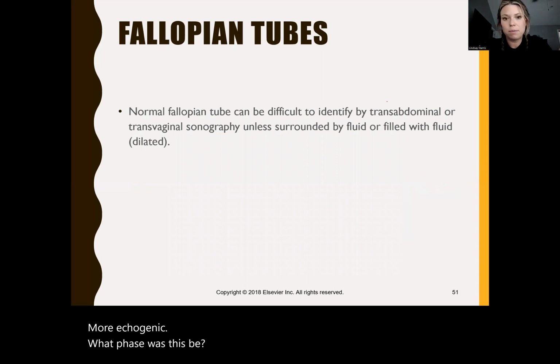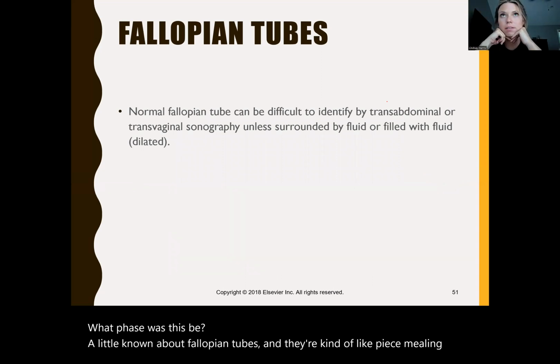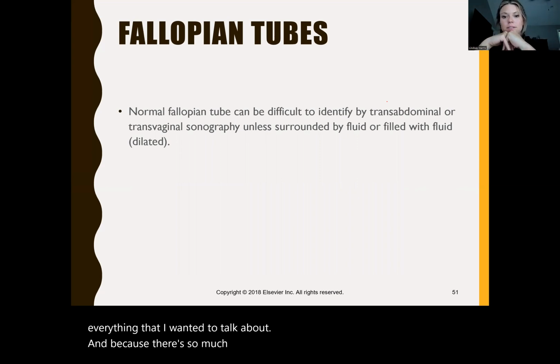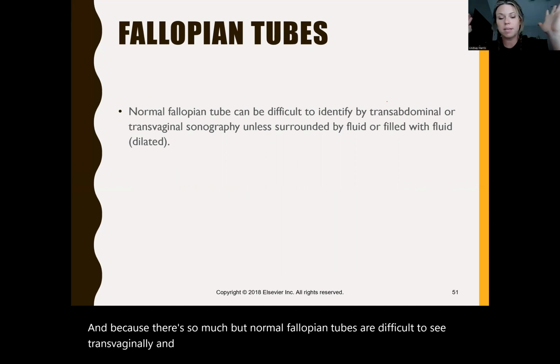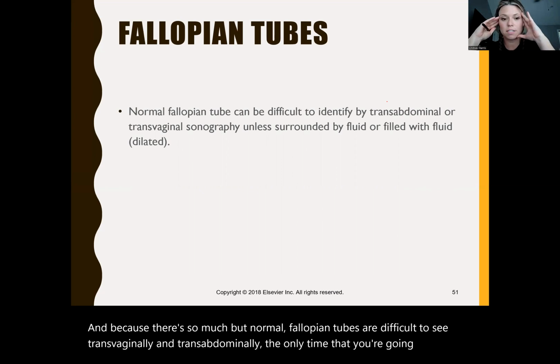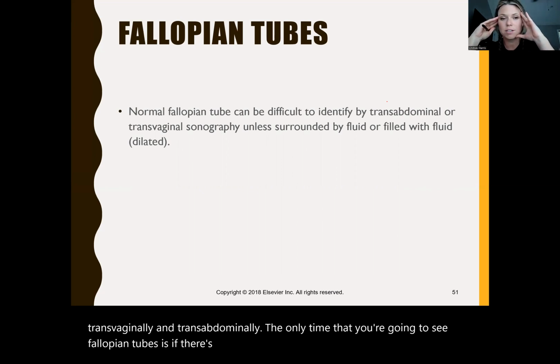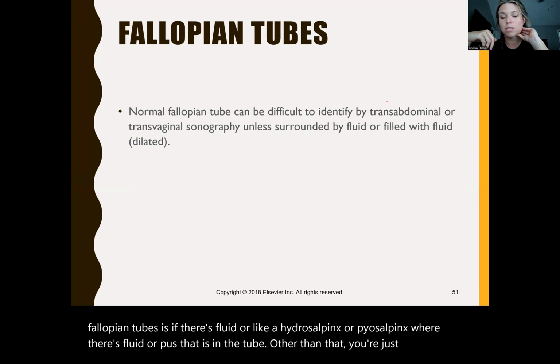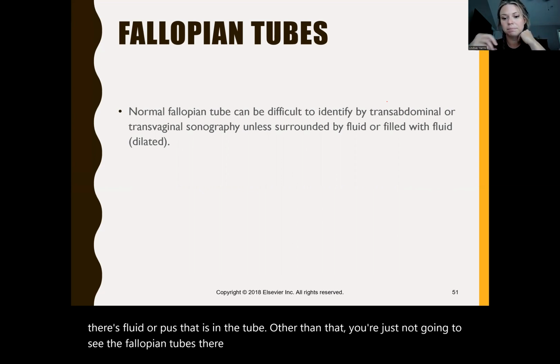A little note about fallopian tubes, and I'm kind of piecemealing everything that I wanted to talk about because there's so much. Normal fallopian tubes are difficult to see transvaginally and transabdominally. The only time that you're going to see fallopian tubes is if there's fluid, like a hydrosalpinx or a pyosalpinx, where there's fluid or pus that is in the tube. Other than that, you're just not going to see the fallopian tubes. They're too tiny.